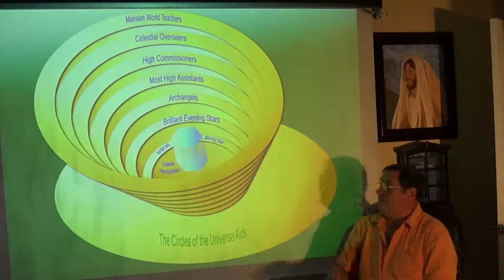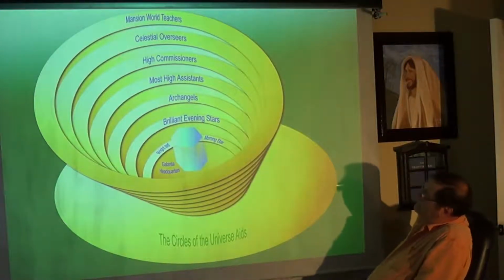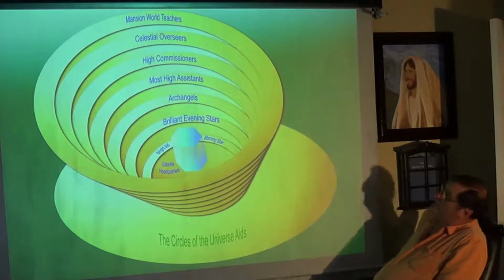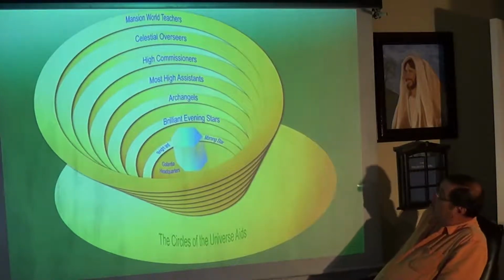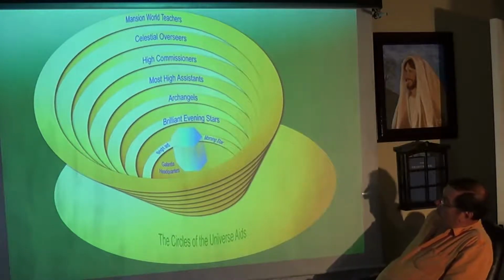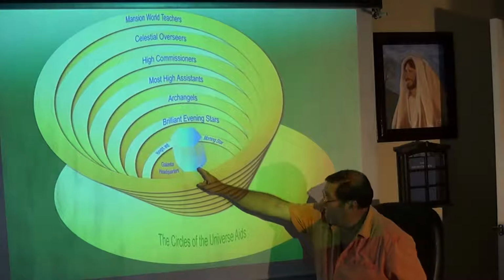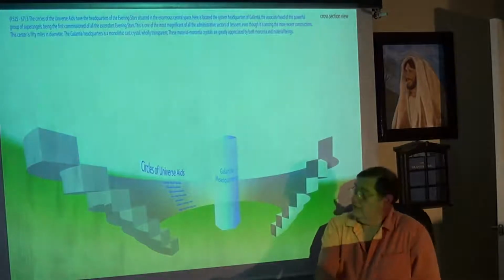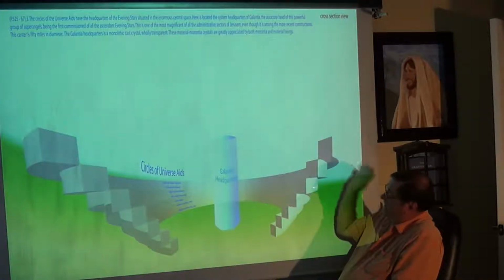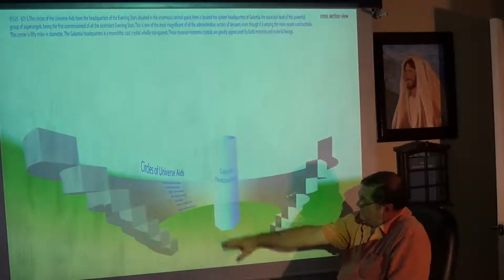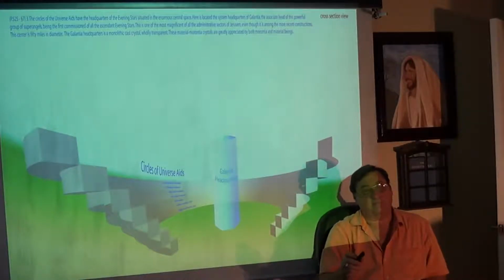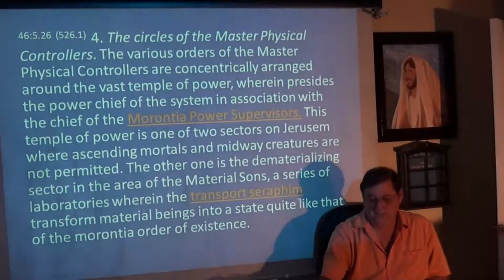Right. Okay. Next, this is the circles of the universe aids, and they include the mansion world teachers, the celestial overseers, the high commissioners, the most high assistants, the archangels, the brilliant evening stars, and the bright and morning star, and Galantia headquarters. See? All right. Next, this is the circle of the universe aids again, and this is Galantia's headquarters. It's 50 miles across right here in the center. I hope with these pictures y'all can visualize some. Oh yeah, they do a lot.